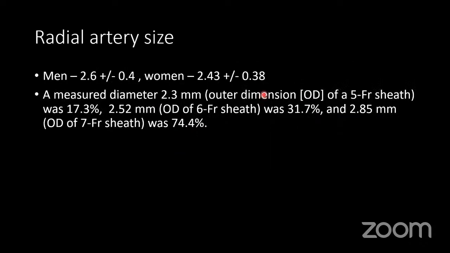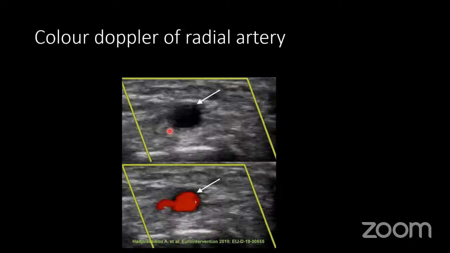And considering the size, in men the size is 2.6 plus or minus 0.4 millimeters, in women 2.43 plus or minus 0.38, and 2.3 millimeters is consistent with the outer diameter of 5 French, which comes in 17% of individuals. Most commonly, three-fourths of individuals will have a diameter corresponding to the outer diameter of 7 French. So most patients will tolerate a 7 French sheath or a 7 French direct catheter. This is the color Doppler of the radial artery. Red color means the blood is flowing towards us.